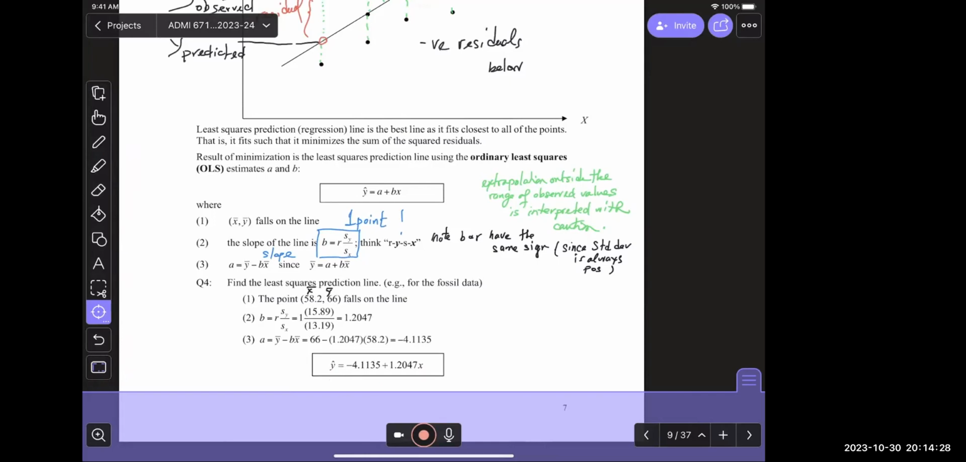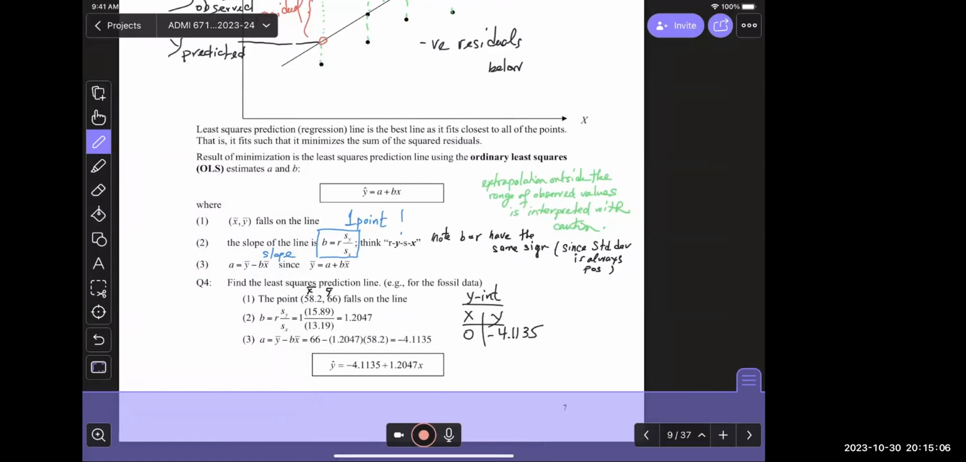When Y is negative, X is positive. Okay, wait. Let's do the y-intercept first. So how did we do the y-intercept before? X equals 0 and Y equals negative 4.11. Yes. Right, very good, ladies.